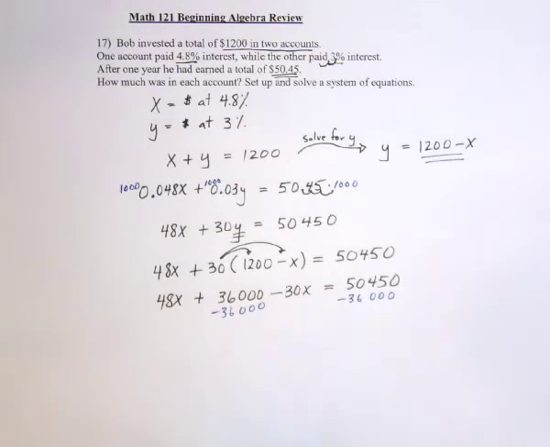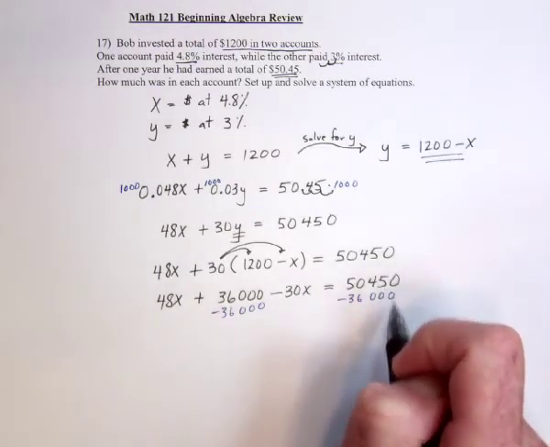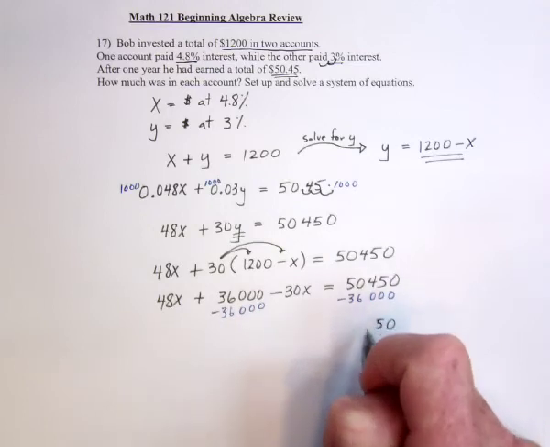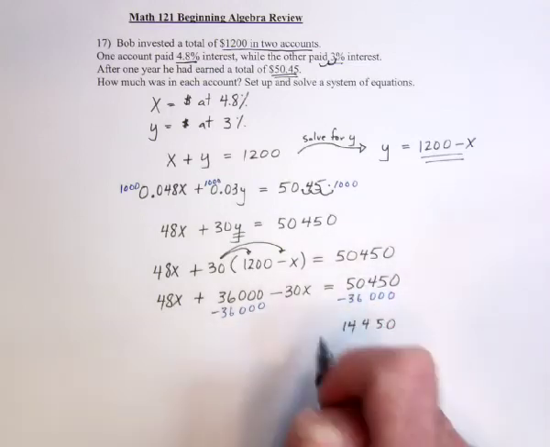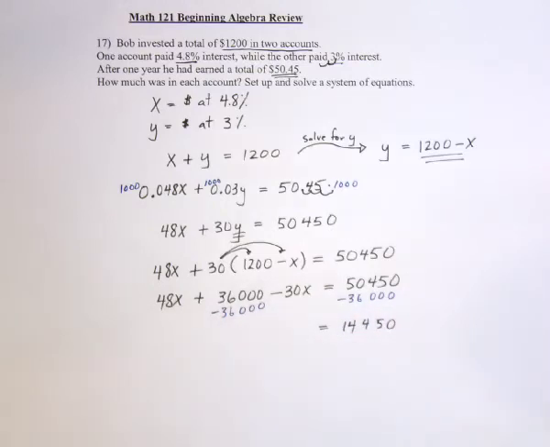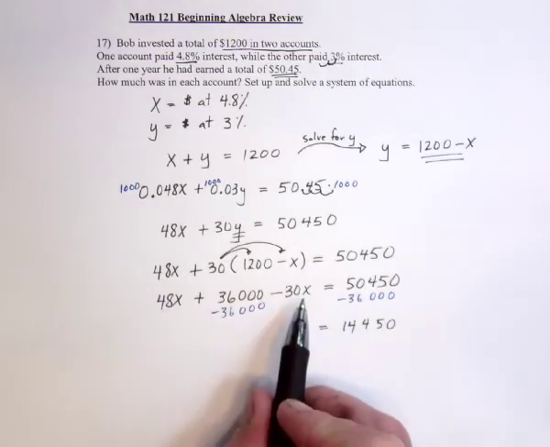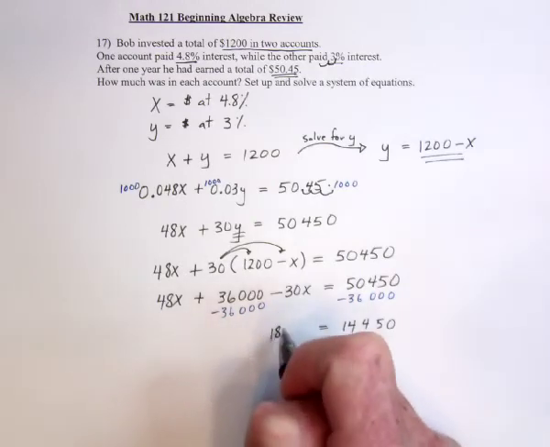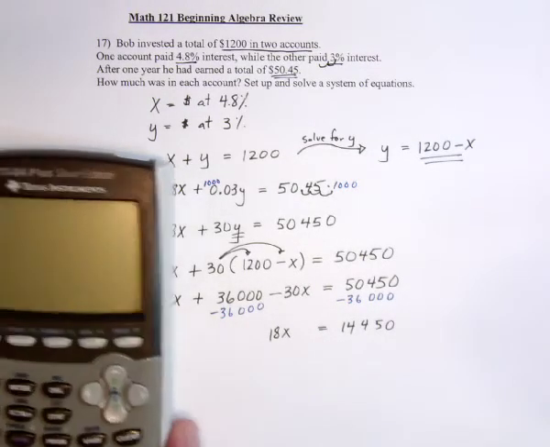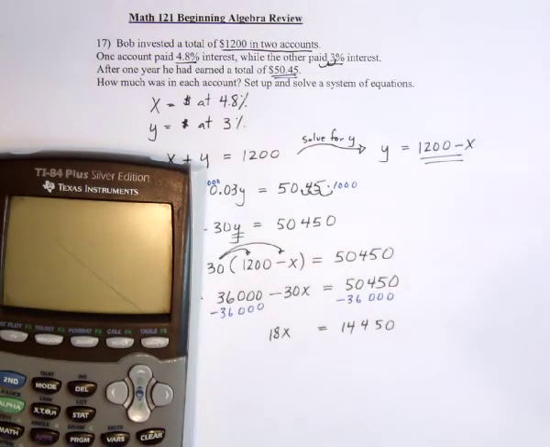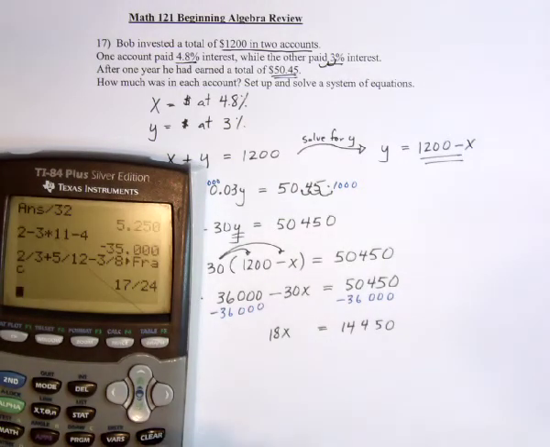But let's see, I don't think we even need it, because this is going to be, that's a 0, that's a 5, that's a 4, and then a 50 minus a 36 is a 14. And then on the other side, that would be 48x minus 30x is 18x. And then this is a place where they'd probably let you use a calculator, because now I need to divide both sides. Divide both sides by 18.